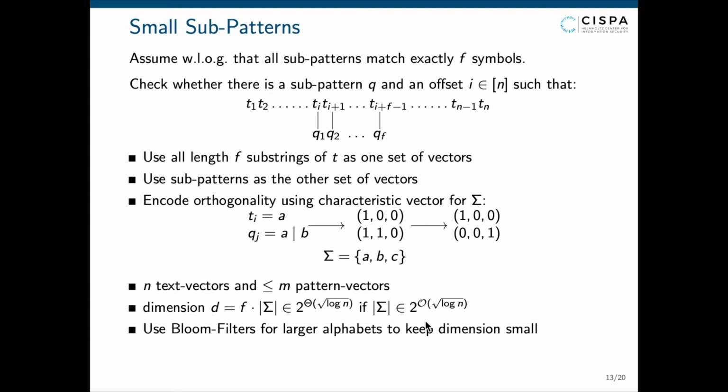And if we assume that sigma is small, so 2 to the O of square root log n, we know that we have this dimension constraint fulfilled, and we can use the fast algorithm for V to solve this problem. If the size of the alphabet is larger, we use Bloom filters to reduce the dimension to still be able to apply the fast algorithm for V. Okay, that's it for the upper bounds part.